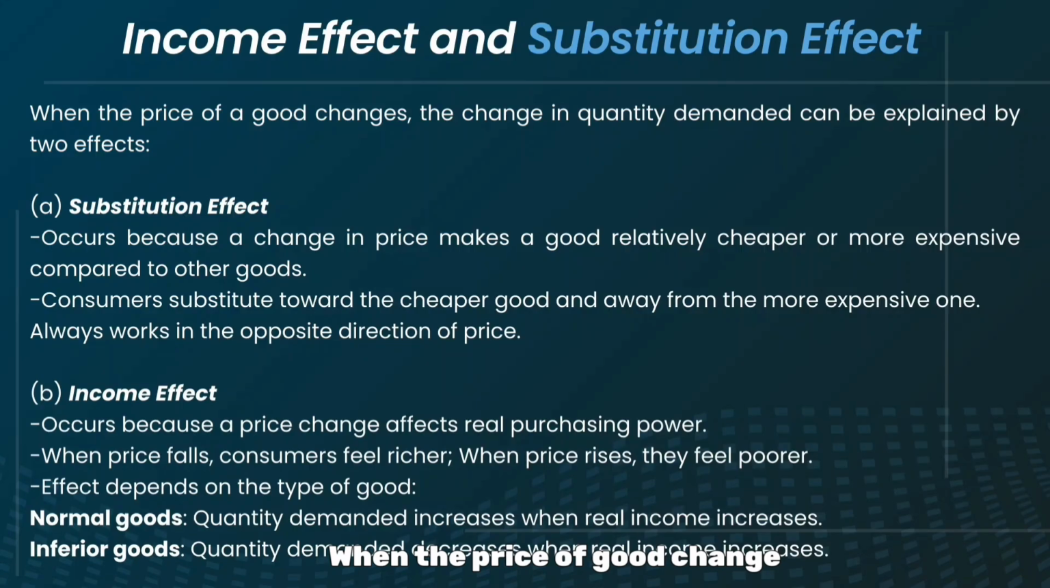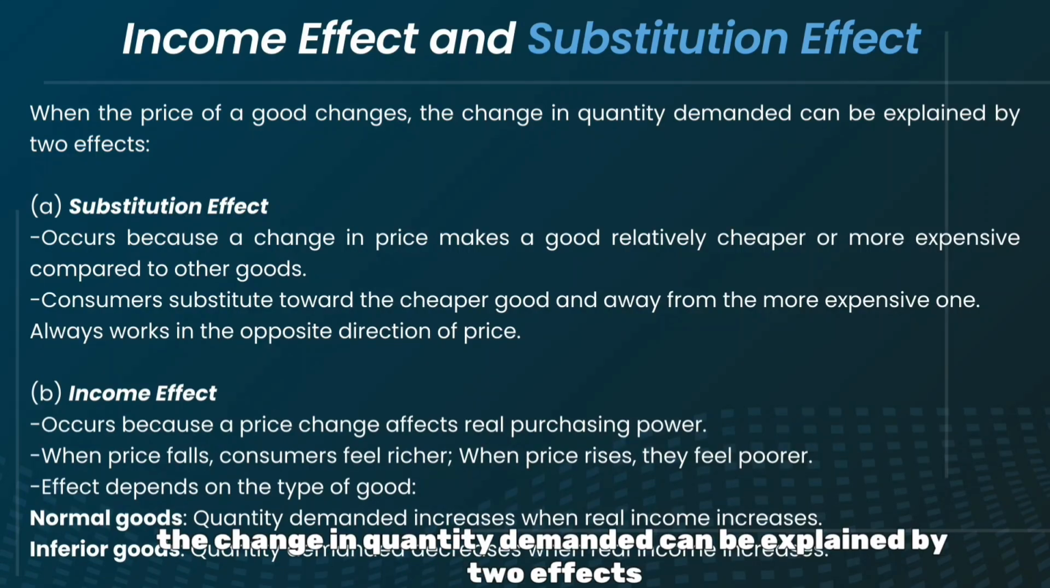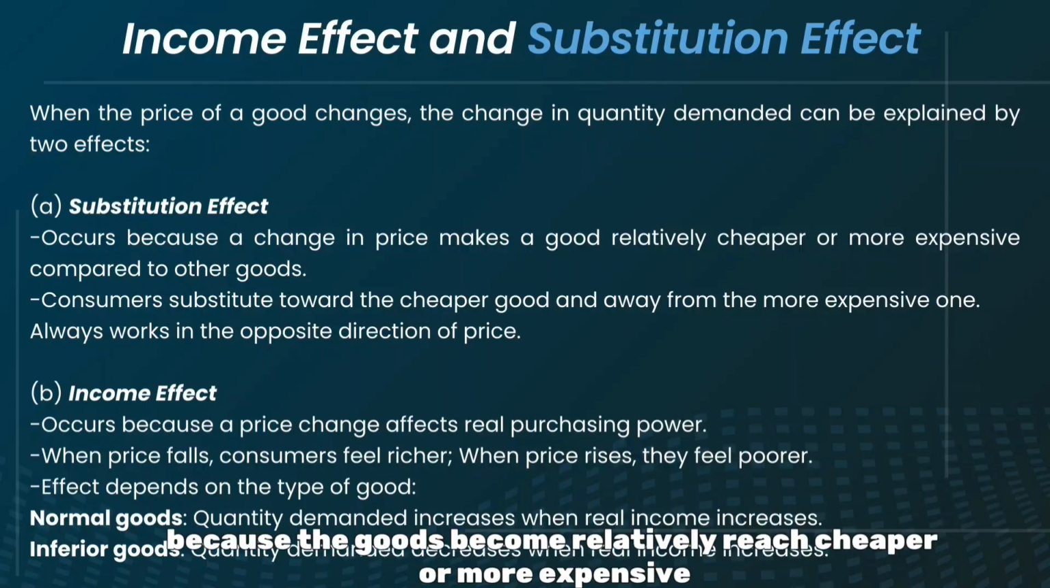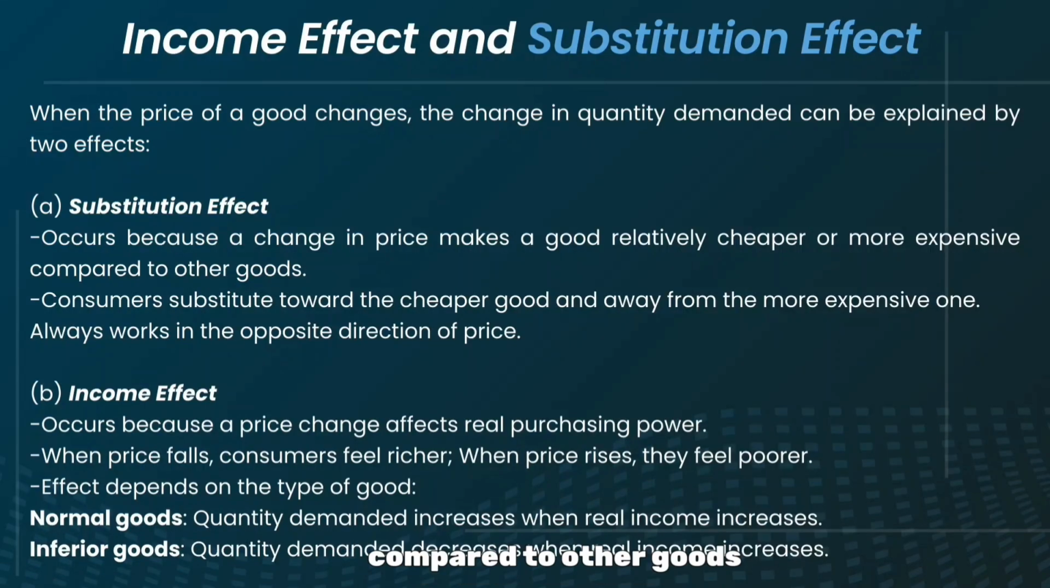When the price of a good changes, the change in quantity demanded can be explained by two effects. The substitution effect happens because the good becomes relatively cheaper or more expensive compared to other goods, so consumers substitute toward the cheaper option. The income effect happens because a price change affects real purchasing power. When price falls, consumers feel richer. When price rises, consumers feel poorer. For normal goods, higher real income leads to higher quantity demanded. For inferior goods, higher real income leads to lower quantity demanded.